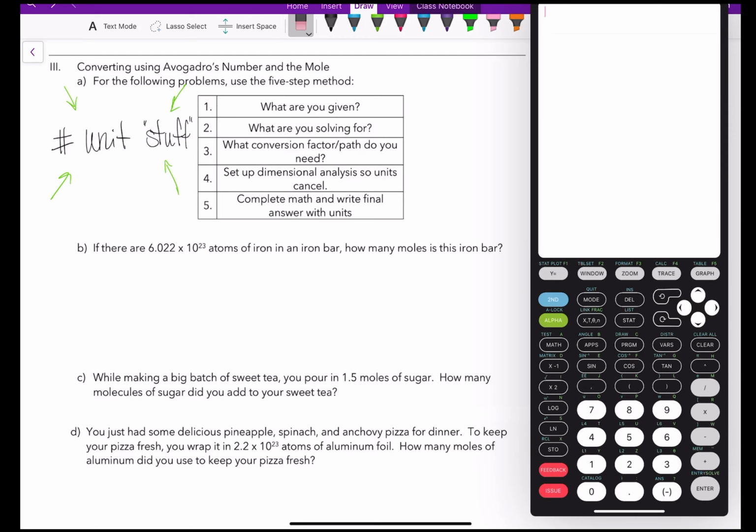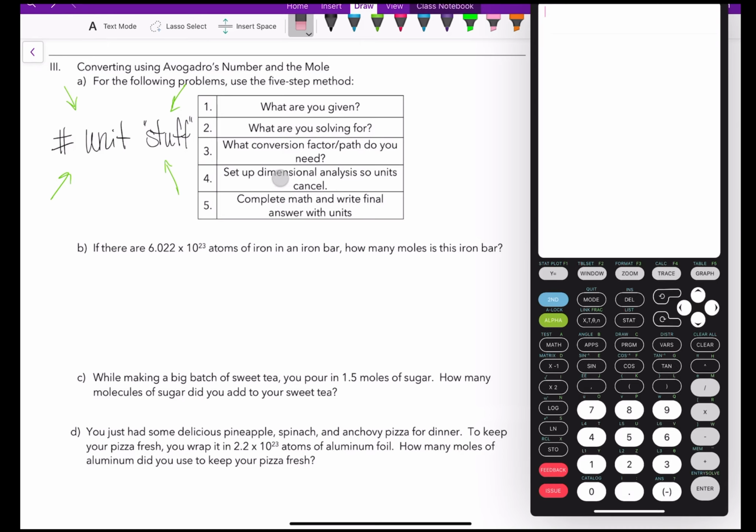Step number 1 says, what are you given? After you read the problem, you need to find what you're given. Step 2, what are you solving for? Figure out what the problem is asking you to do. And then number 3, what conversion factor or path do you need? For all of these problems, I'll go ahead and tell you, you're going to have the same conversion factor because it's the only one you know. When we get later on, this is going to be more complicated. So for now, it's the same one, but we'll build on that skill later.